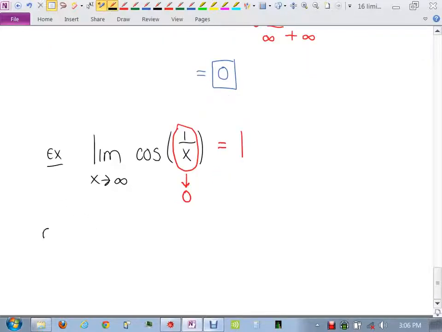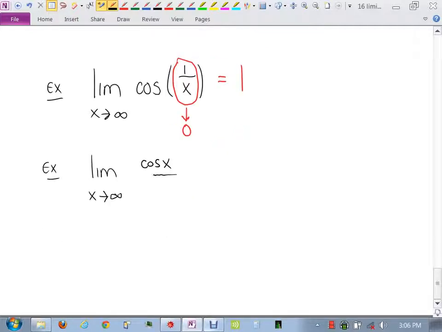Next one. Limit x goes to infinity of cosine x over x squared.